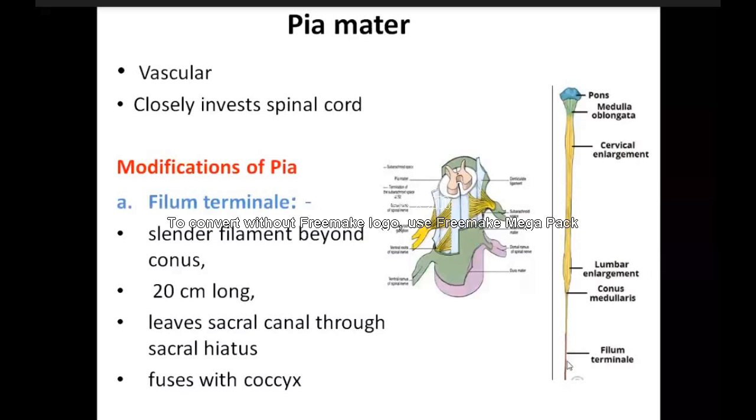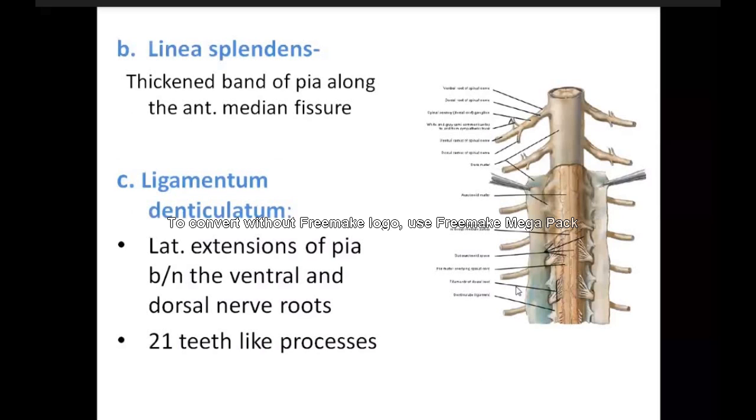Now, another modification is the thickened band of pia mater, which you find in the anterior median fissure. Now, this is the spinal cord, and I'll be telling you the external features very shortly. In the anterior surface of the spinal cord, in the midline, you find a faint fissure here, which is known as the anterior median fissure. Here in this anterior median fissure there is a thickened band of pia mater, which is known as the linea splendens.